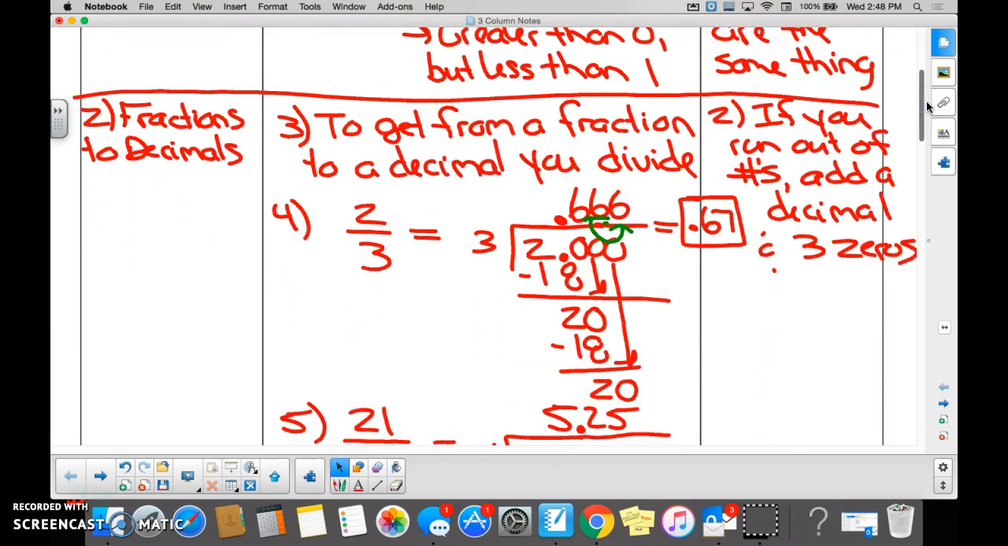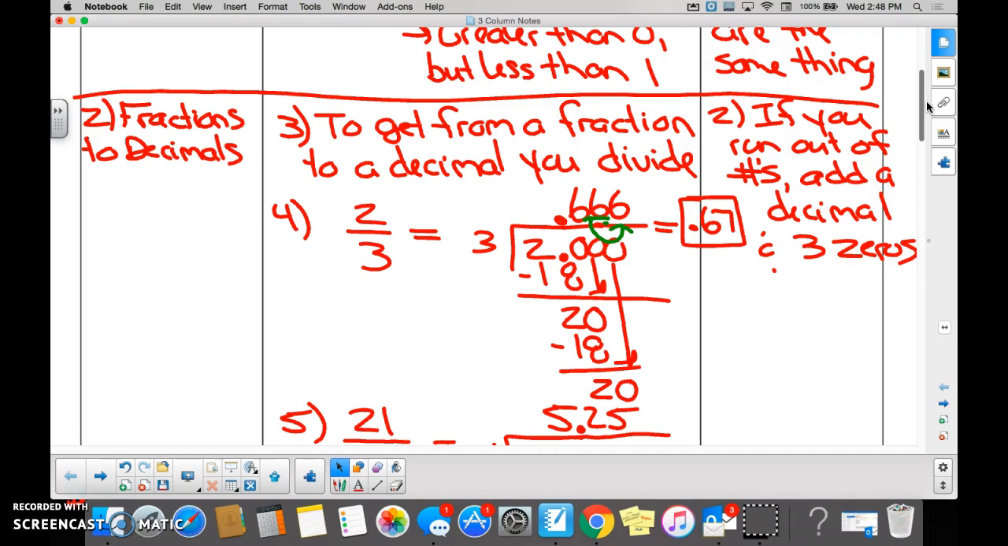How do you go from a fraction to a decimal? How do you go from a fraction to a decimal, IU? Divide. You divide. Everyone say divide. Divide. We've been saying this for like 3 months now. A fraction is a division problem. And the reason we've been saying that is for today. You get from a fraction to a decimal by dividing.